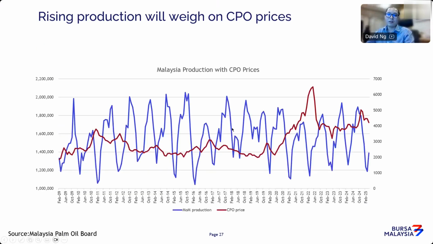So just look at this. If you just look at CPO price with production, it's very clear. Rising production normally means lower prices. Lower production means higher prices. So supply and demand still triumph as a major factor when it comes to CPO prices.